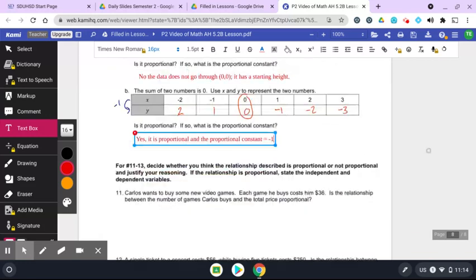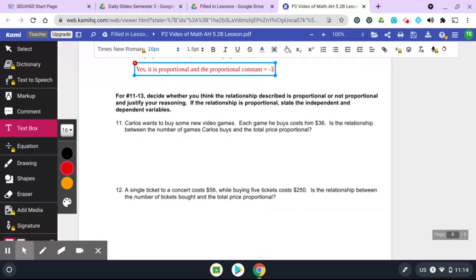All right, now we're just looking at situations. We have to think, is it proportional or not? And if it is, we have to say what's independent or dependent. Carlos wants to buy some video games. Each game he buys costs him $36. Is the relationship between the number of games Carlos buys and total price proportional? Well, I have to think. If he bought 0 games, is he paying $0? Yes. And then it's $36 per game. So yes, it is proportional.